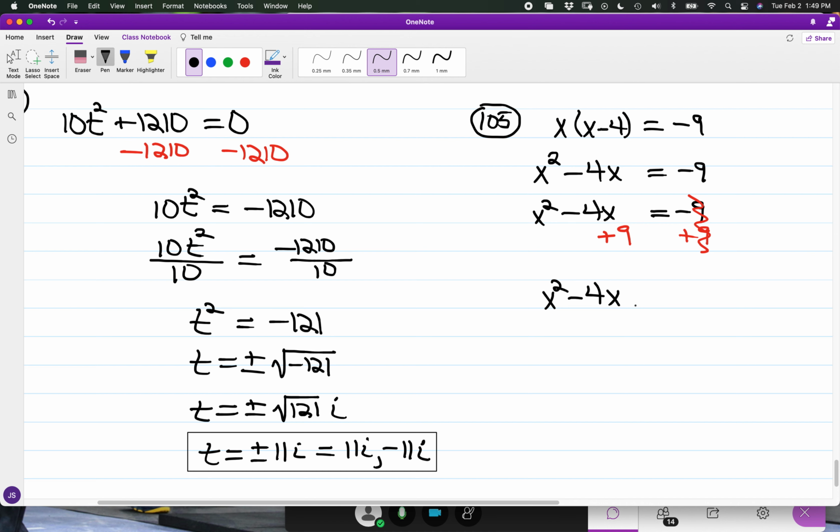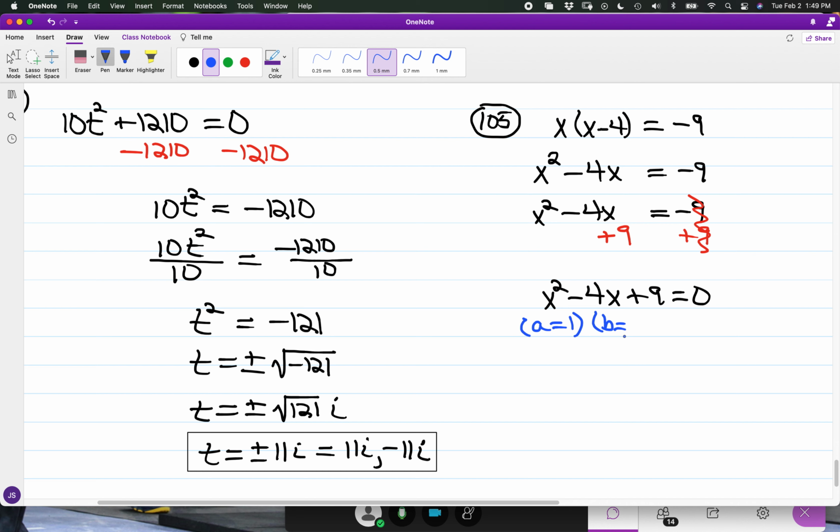So we have x squared minus 4x plus 9 is equal to 0. For what we have in the setup, I cannot factor this trinomial into real integer coefficients. So the recourse here, among other possibilities, is the quadratic formula.